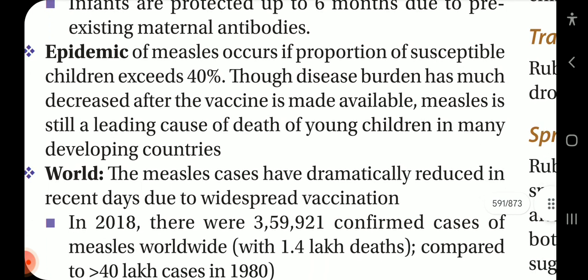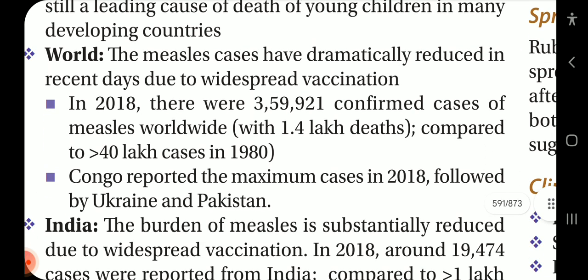Epidemic of measles occurs if proportion of susceptible children exceeds 40%. Although disease burden has much decreased after the vaccine is made available, measles is still a leading cause of death in young children in many developing countries. World: the measles cases have dramatically reduced in recent days due to widespread vaccination.